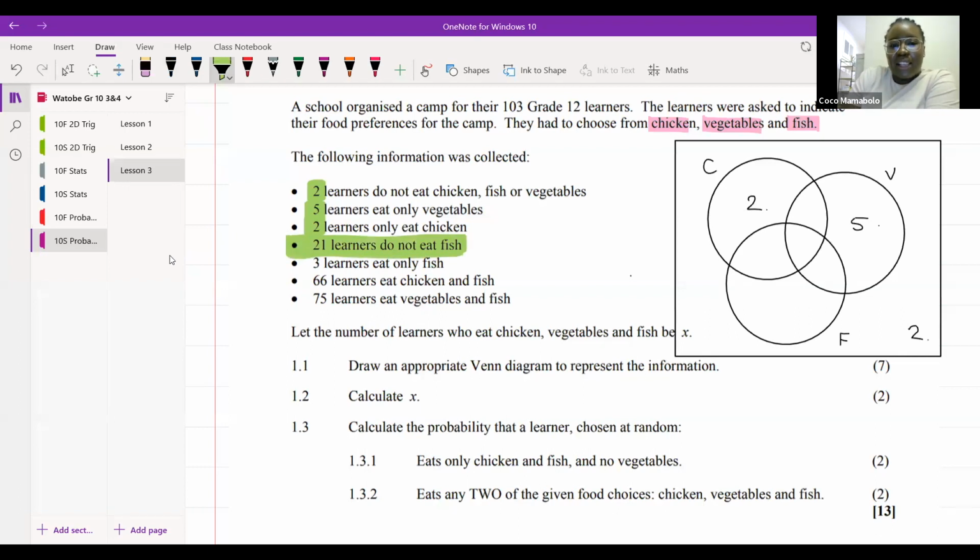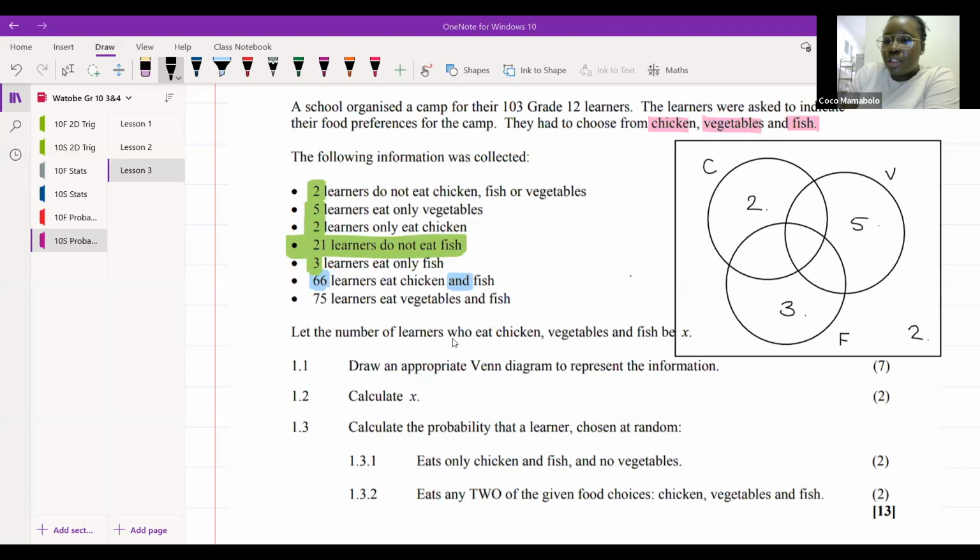Right, now it says 3 learners eat only fish. So where does that go? The fish circle. Correct, 3 learners go here. Now, I want you to note something. It says here, 66 learners eat fish and chicken. What does that tell us? Where does that go? It should be in between the chicken and the fish. Correct. It's the intersection between the two of them. Now, here's the problem that we're going to have.